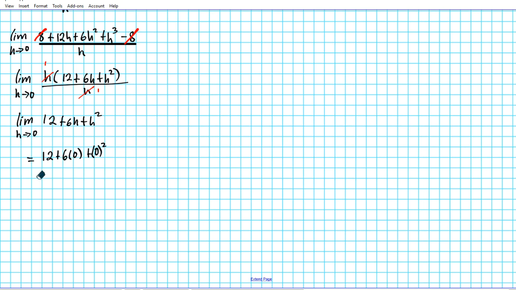And then this is 0, that is 0. Our final answer is 12. Alright, so this is one way you can find limits of indeterminate form. Just use your algebraic manipulation, cancel, reduce, and then you should be able to find a limit.